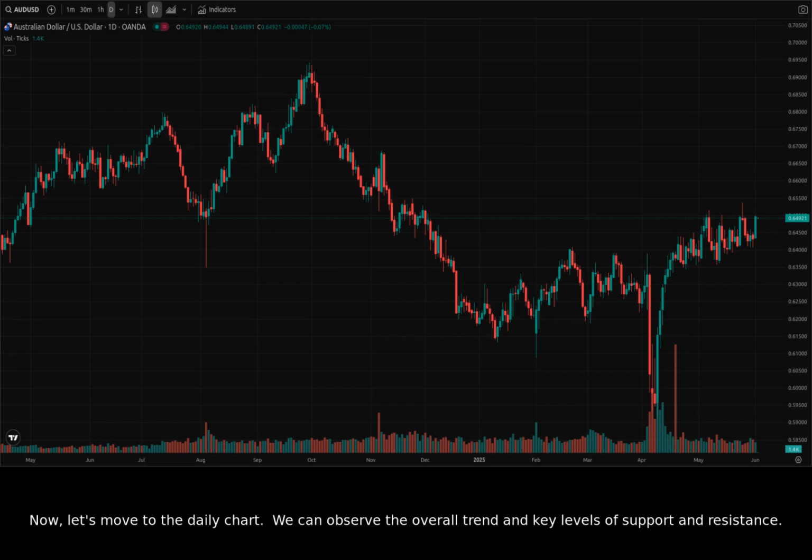Now let's move to the daily chart. We can observe the overall trend and key levels of support and resistance. Looking back to January 2024, we can see the price fluctuating between 0.65 and 0.67. Then moving into April 2024, we saw a huge drop down to 0.6041 on April 4th, before quickly moving back up.